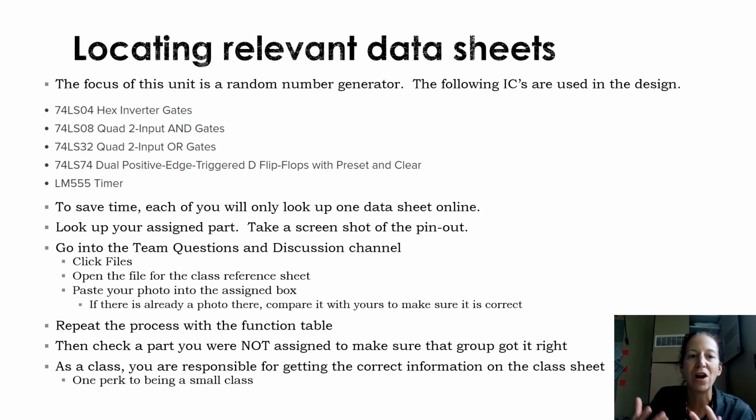So like a quad 2 input AND gate. Quad means there's 4 of them in the chip. 2 input tells you how many inputs you have, and then AND tells you the function. It tells you what this gate does.